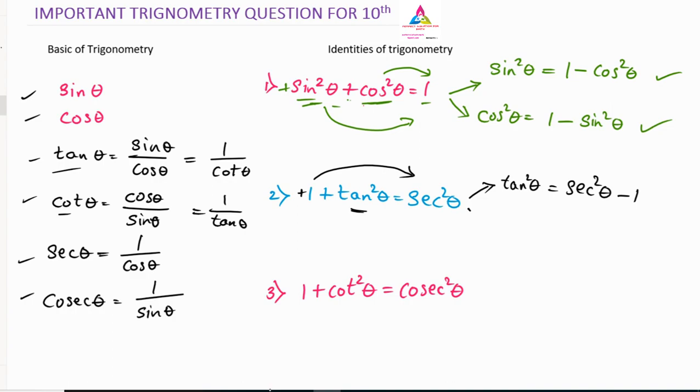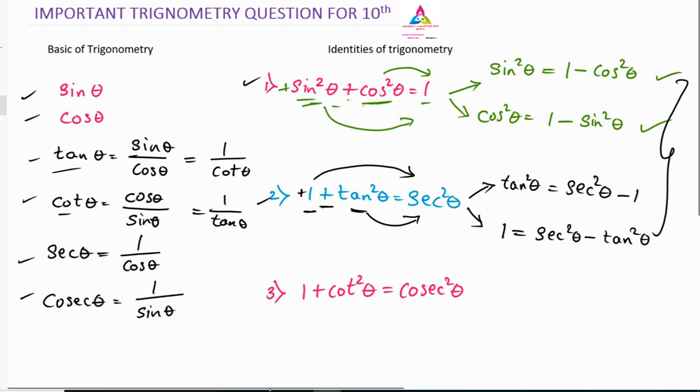This is one more identity by using identity 2. Similarly, now we have to keep this 1 here only. Now we have to shift this tan square theta. So 1 is equal to secant square theta remains as it is, but there is a plus tan square theta, so it will convert into minus tan square theta. So now you can see using the two identities we have derived 4 more. Similarly, we can derive more on the other one.